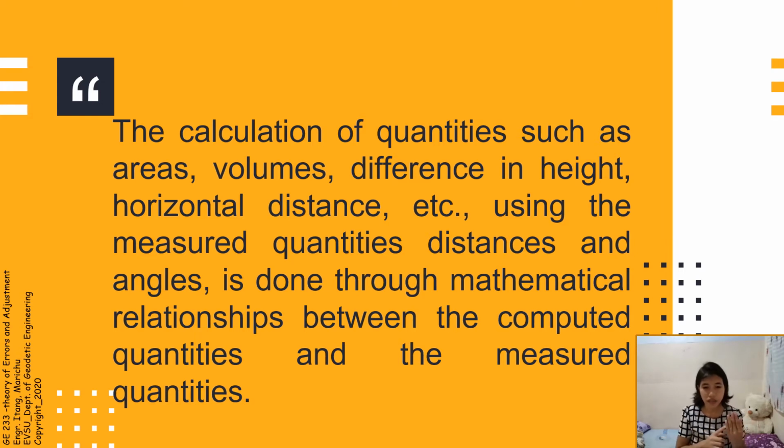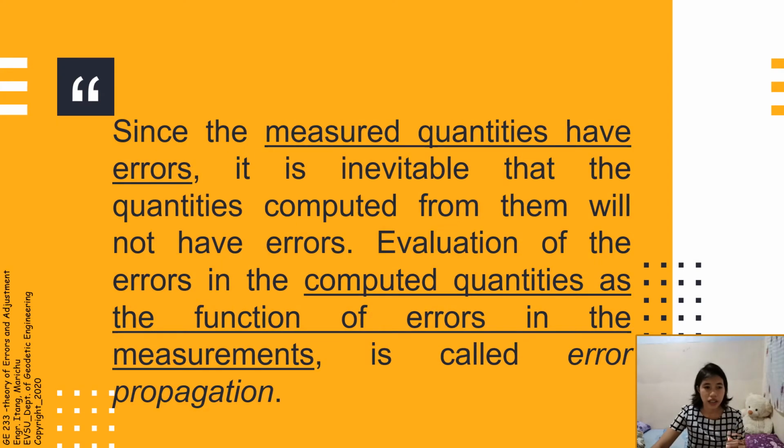However, yung ating nakukuhang distance, it's impossible na wala siyang error, which means yung ating distance na length and the width of the rectangular parcel ay may error, then yung ating makukuhang area is magkakaroon din siya ng error. Okay? So this is the concept of the error propagation. Since yung ating na-measured na quantities have errors, it is inevitable that the quantities computed from them will have errors. Imposible hindi siya magkakaroon ng error.